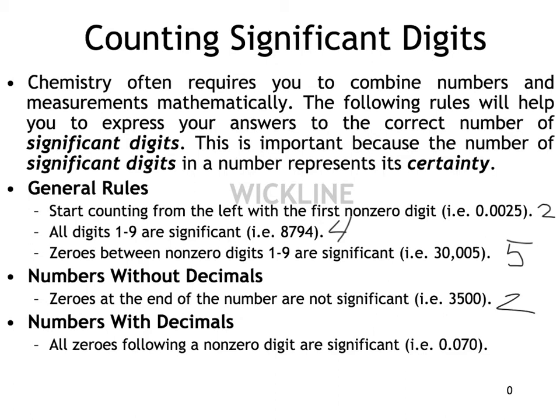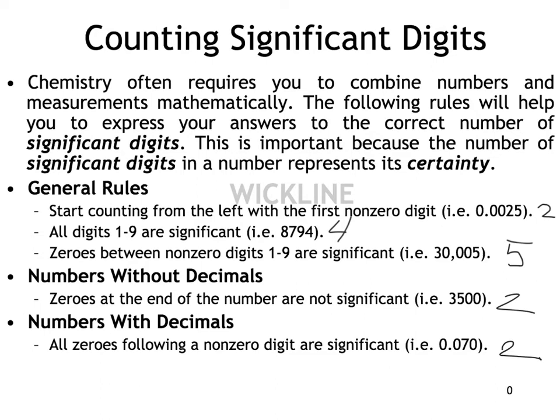Now for numbers with decimals, all zeros following a non-zero digit are significant. So that means that 0 will count because it's after a decimal. This is everything I know about this number. We start from the left with the first non-zero digit. So skip, that one counts, that 7 counts. And then this 0 actually counts as well because it's following a decimal. So skip, count. This one has 2 significant digits.